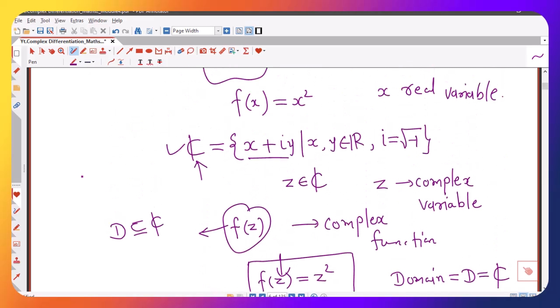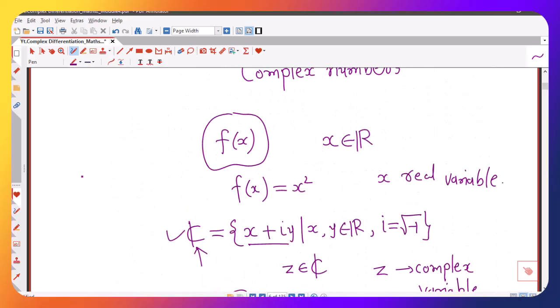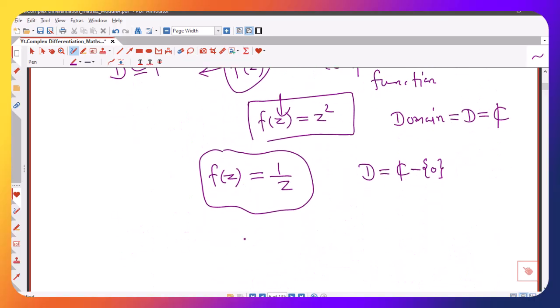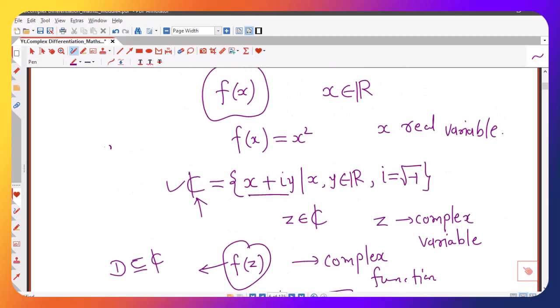So the definition of a complex function is similar to the definition of a real function. A complex function is a function which is defined on some domain D, where D is a subset of the set of all complex numbers, and a real function is a function which is defined on the domain D, where D is a subset of the set of all real numbers.